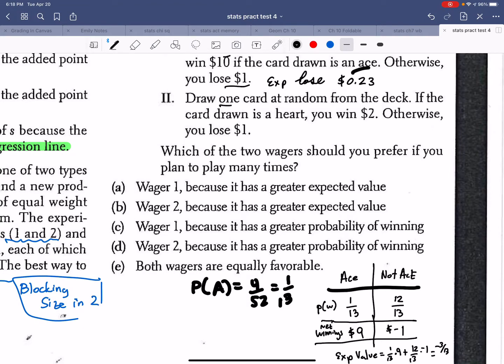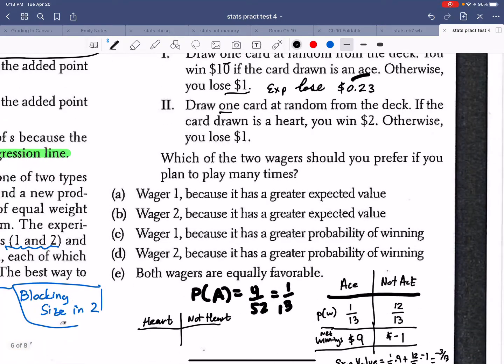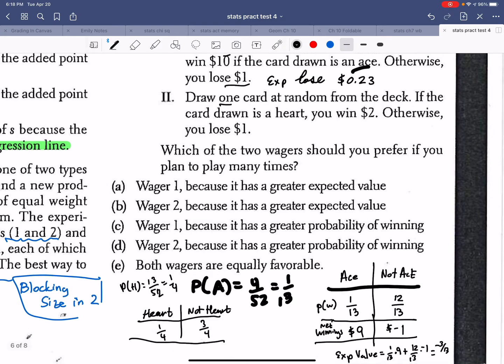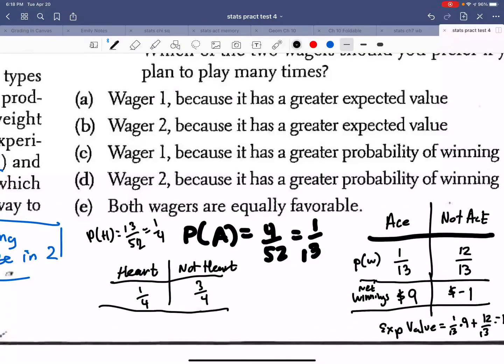So this game says, again, you draw 1 card. If the card is a heart, so either the card is a heart or it's not a heart. All right, and the likelihood of it being a heart, there's 13 hearts, so the probability of a heart is 13 out of 52, which happens to be 1/4. There's only 4 suits, so 1/4. That means 3/4 of them are not hearts. They'd be diamonds, spades, clubs, and those are not the hearts, right?